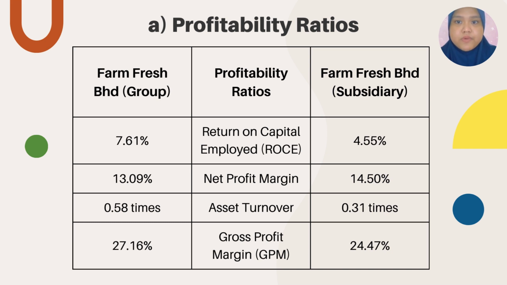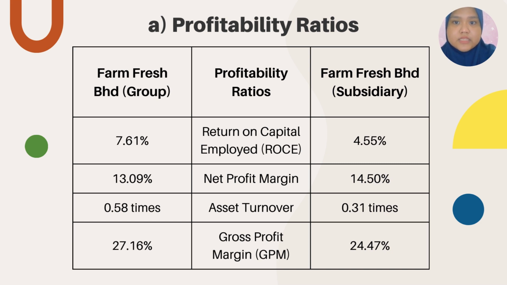The elements of these profitability ratios are return on capital employed, net profit margin, asset turnover, and gross profit margin. On the return on capital employed, it shows that the group entity of Farmfresh Berhad is higher and more favorable than the subsidiary entity in determining how successfully a firm generates profit from its capital when it is used. On the net profit margin, it shows that the subsidiary entity is more efficient at generating profit from sales and better at controlling operating costs and overhead costs compared to the group entity of Farmfresh Berhad.